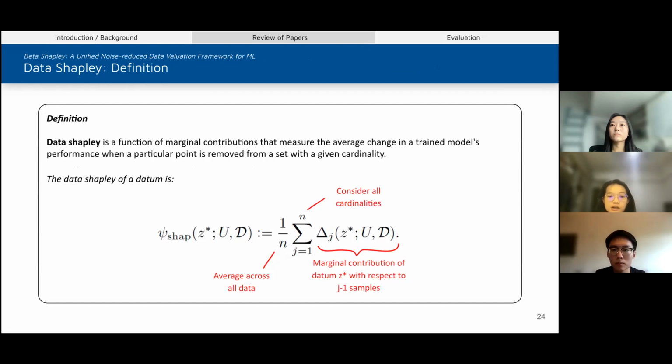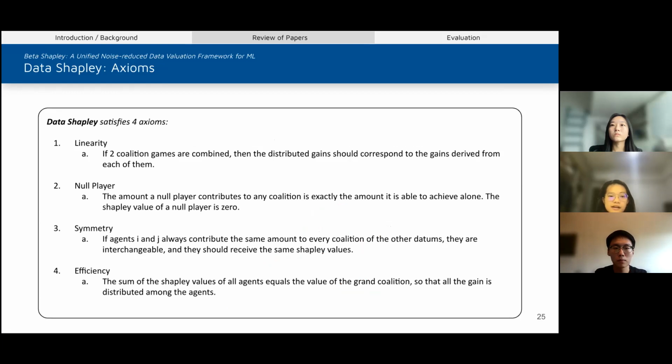This is the equation to compute the Shapley value of a datum, z star. U is a utility function that represents the performance of the model trained on a set of data points, which is D. The marginal contribution function, which is the last term in this equation, considers all possible subsets with the same cardinality and measures the average change of the utility function when datum z star is removed. So what Data Shapley does is that it considers all cardinalities and takes the simple average of all the marginal contributions. Data Shapley uniquely satisfies the natural properties of a fair division of rewards in cooperative game theory.